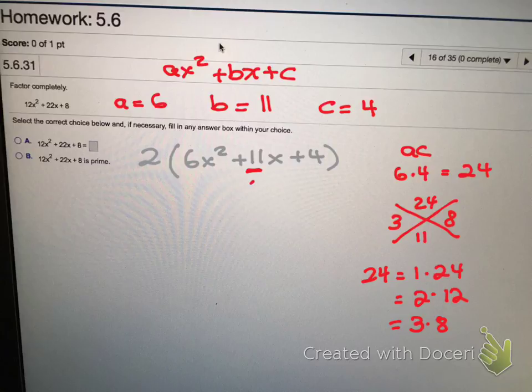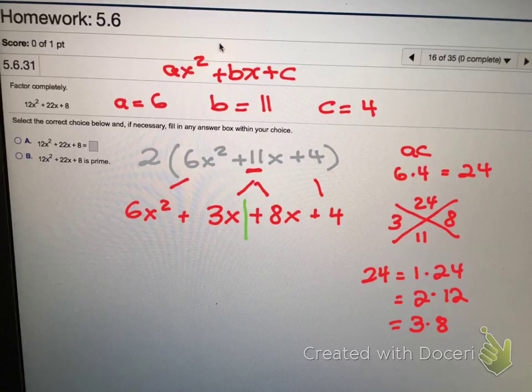What needs to happen now is the 11x, the middle term, has to be rewritten into the 3x plus 8x. So the 2 numbers that we found, we have to rewrite it. We bring the 6x squared down. We're not changing that. And we also bring the 4 down. We're not changing that either. So now we have 4 terms and we factor by grouping. So we split this in half right here in the middle and we factor the first 2 terms.